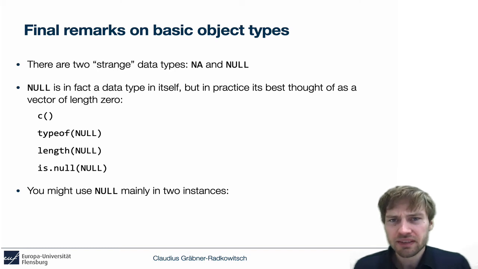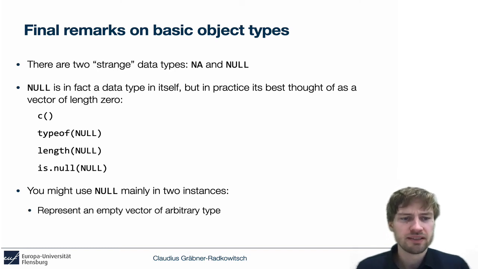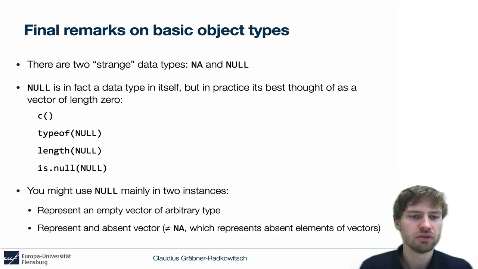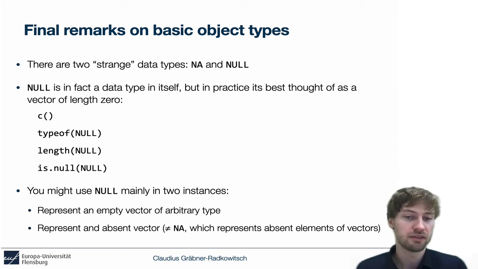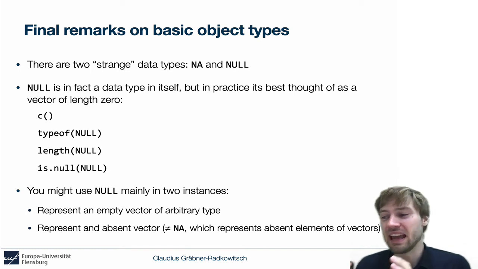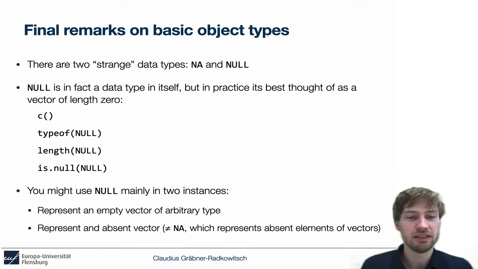When do you use this kind of strange vector? There are actually two instances. The first is if you want to represent an empty vector of arbitrary type. So you just want to say, okay, there's an empty vector. I don't know whether this is becoming a character vector, a logical vector, or a double vector. Then it's best to use NULL. Or it represents an absent vector, so a vector that is currently missing. That is not the same as NA, which represents an absent element of a vector. NULL is really to denote the absence of a vector itself.